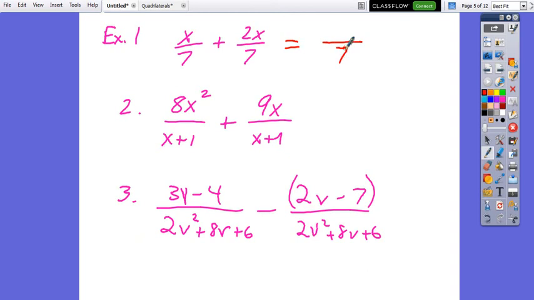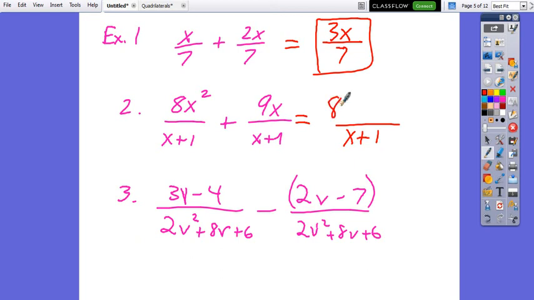And then at this point, I would add the numerators. What do I get? 2x squared? Nope, 3x, because the x is the 1, right? Yep. Okay, now you do number 2. So what do we have? 17x cubed? That's wrong. Can you combine squares and x's? No. So 8x squared plus 9x.